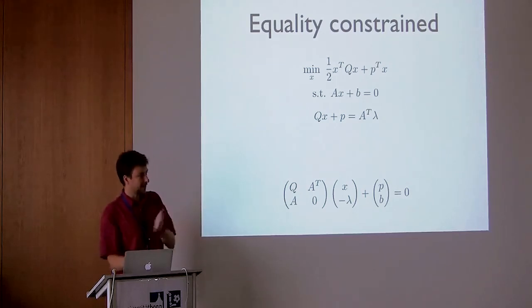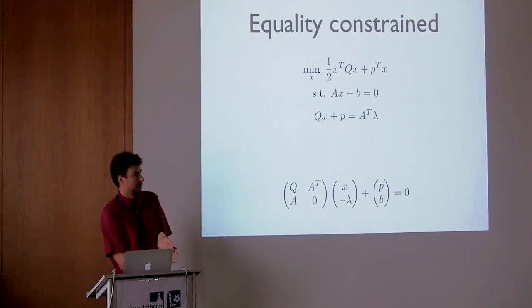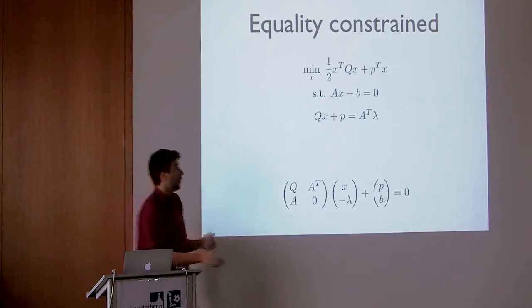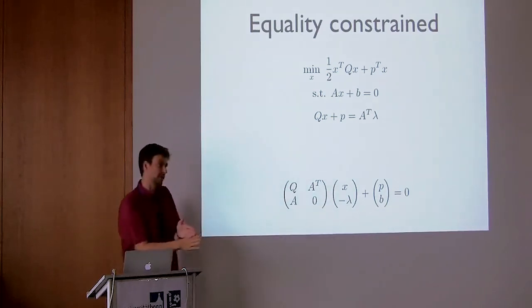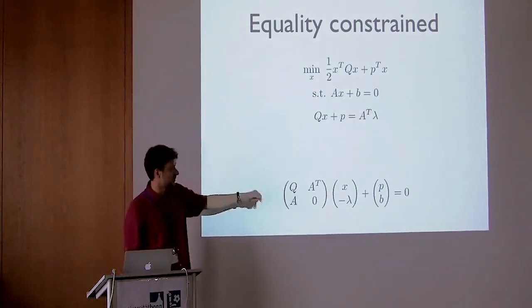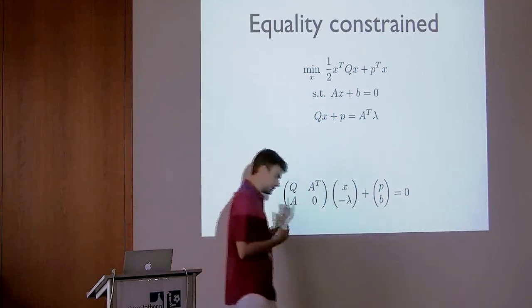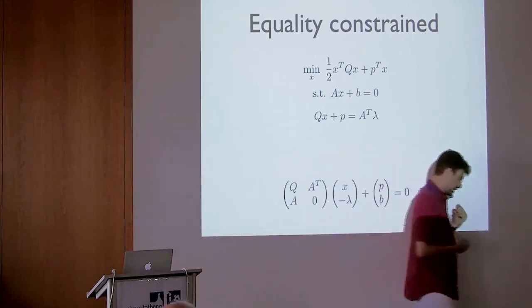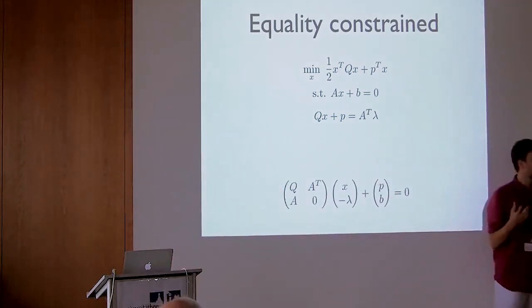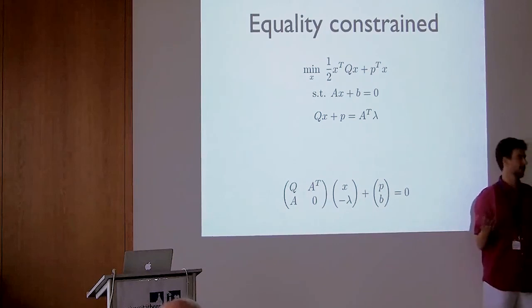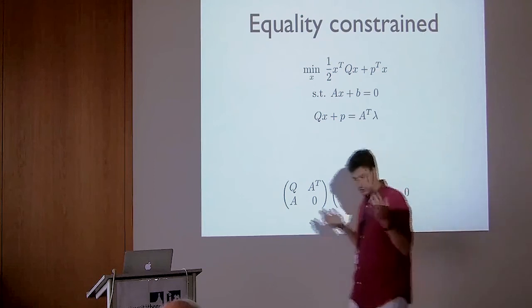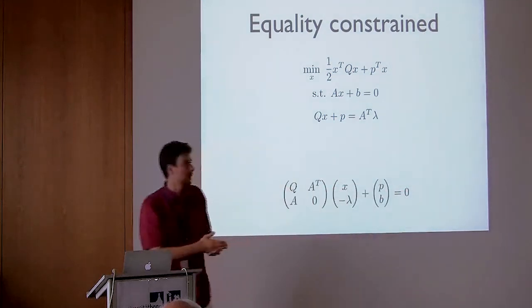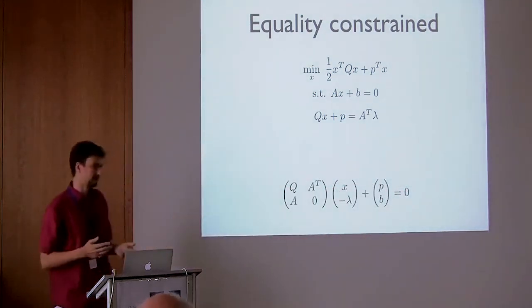In the other case, I'm stuck on the inequality, so it holds as an equality. So I just say, I'm on this inequality, and then solve this. In fact, the whole process of solving a QP with inequality constraints amounts to finding which are the active constraints. How do we know which constraints hold as equalities and which ones we just don't care about?